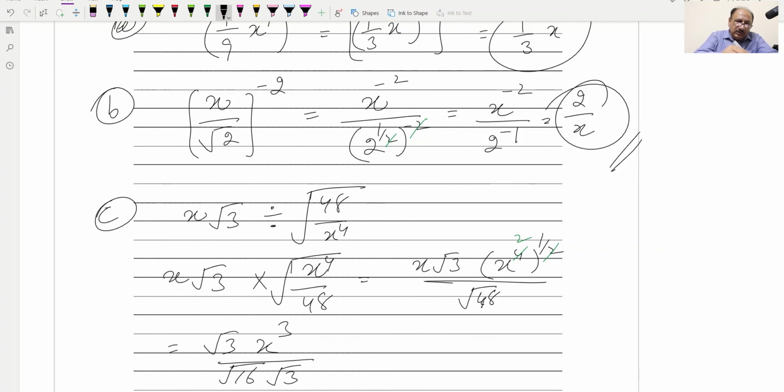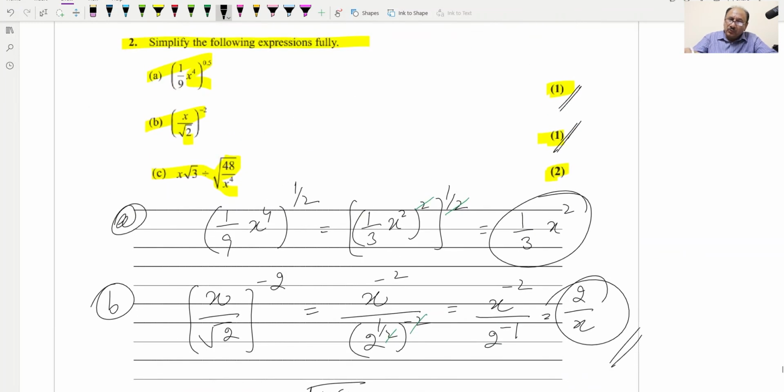So under root 3 will be cancelled with under root 3, and our final answer will be x cube over 4. This will be the final answer for this question, which is a 2 marks question.